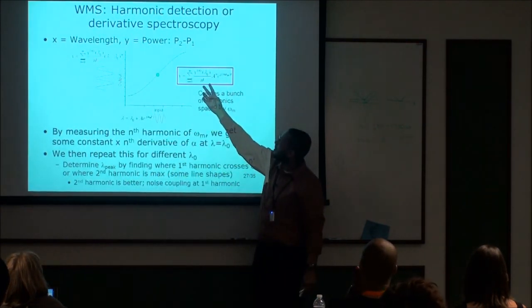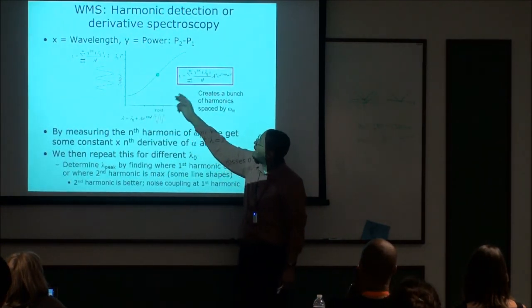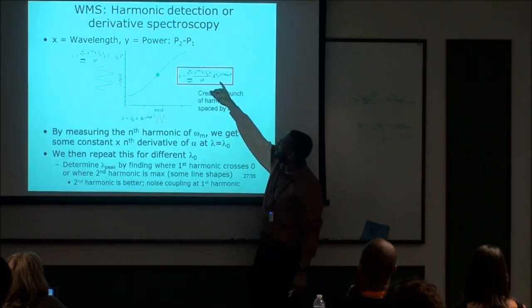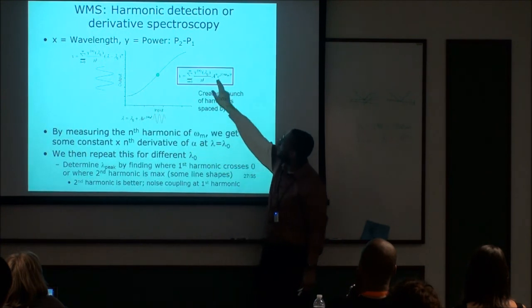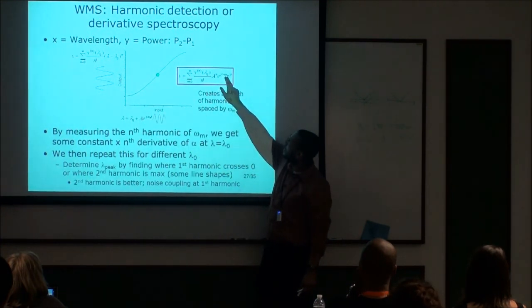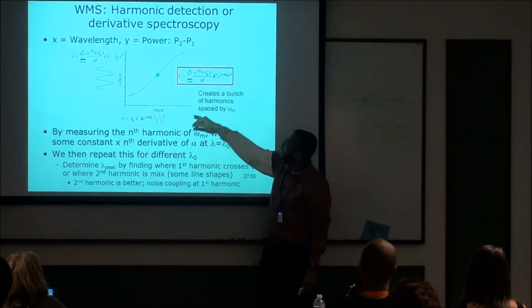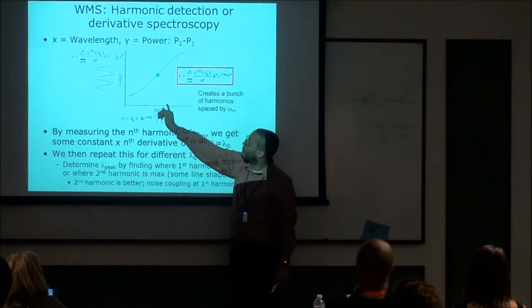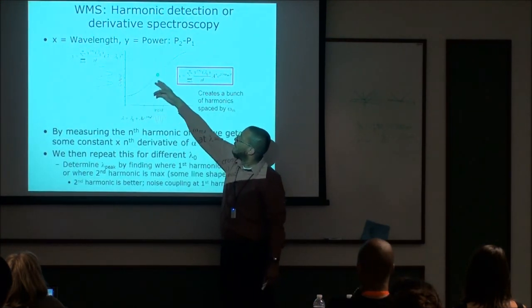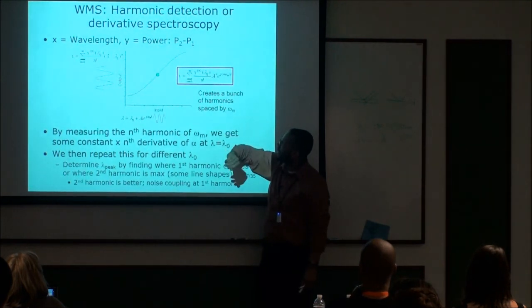And the idea is that when I plug this formula into my output, I'm going to get a power series, and now the modulation is not going to occur at frequency omega m, it's going to occur at n times omega m. So what that means is that if I modulate it at one frequency, if this function is purely linear, the output I'll get will be at that frequency.